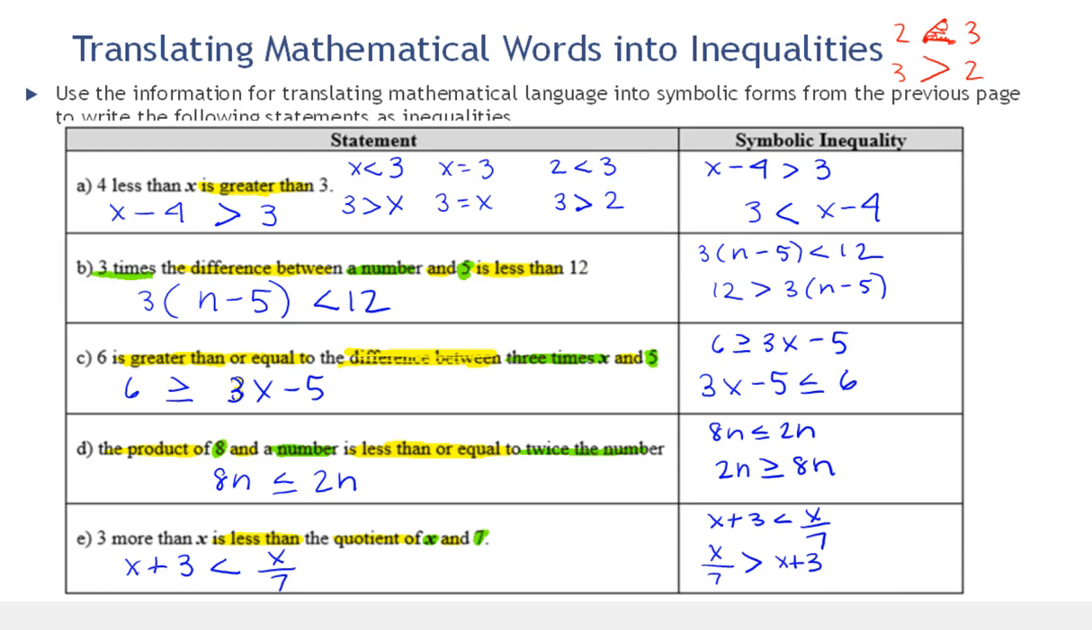In the next video, we're going to translate some contextual problems into inequalities.